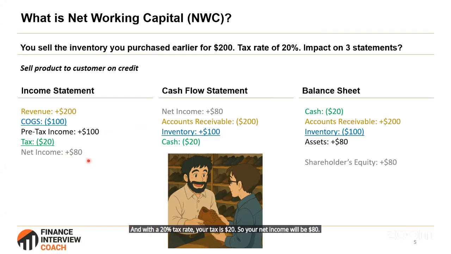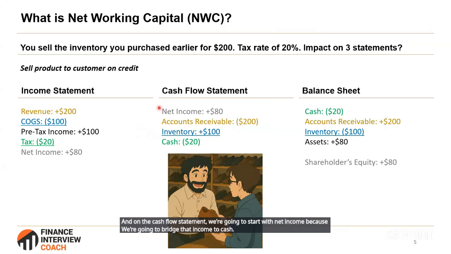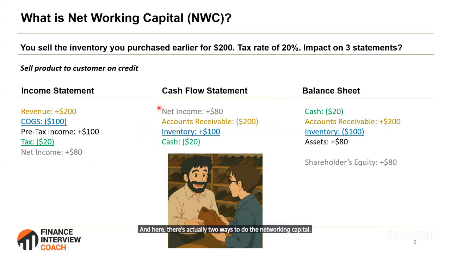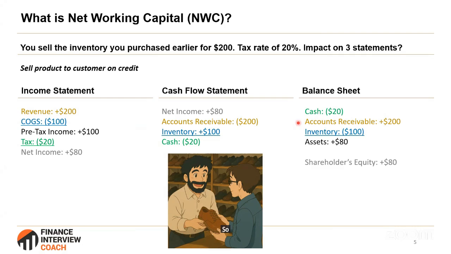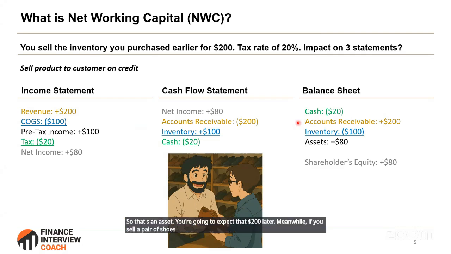And on the cash flow statement, we're going to start with net income because we're going to bridge net income to cash. And here, there's actually two ways to do the net working capital. My preferred way is to actually think about what happens on the balance sheet first, because it's pretty intuitive. For example, if you sell a pair of shoes for $200 on credit, that means your accounts receivable is going to be up 200 on the balance sheet because your client owes you $200. So that's an asset. You're going to expect that $200 later. Meanwhile, if you sell a pair of shoes, well, you're down a pair of shoes. Your inventory is going to go down by $100 because that's what you paid for that pair of shoes.